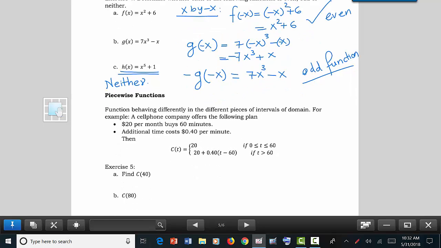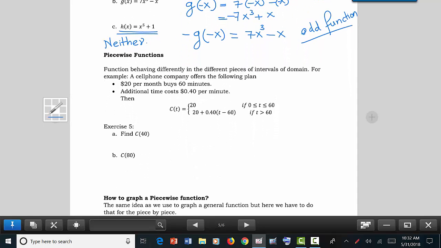Now let's go over another problem, exercise number 5. How should we understand the piecewise function? If the input is in between 0 and 60, we have to use this expression. If t is bigger than 60, then we have to use this expression. That is the meaning of piecewise function. So C40 lies on the first interval. That means C40 is simply 20.